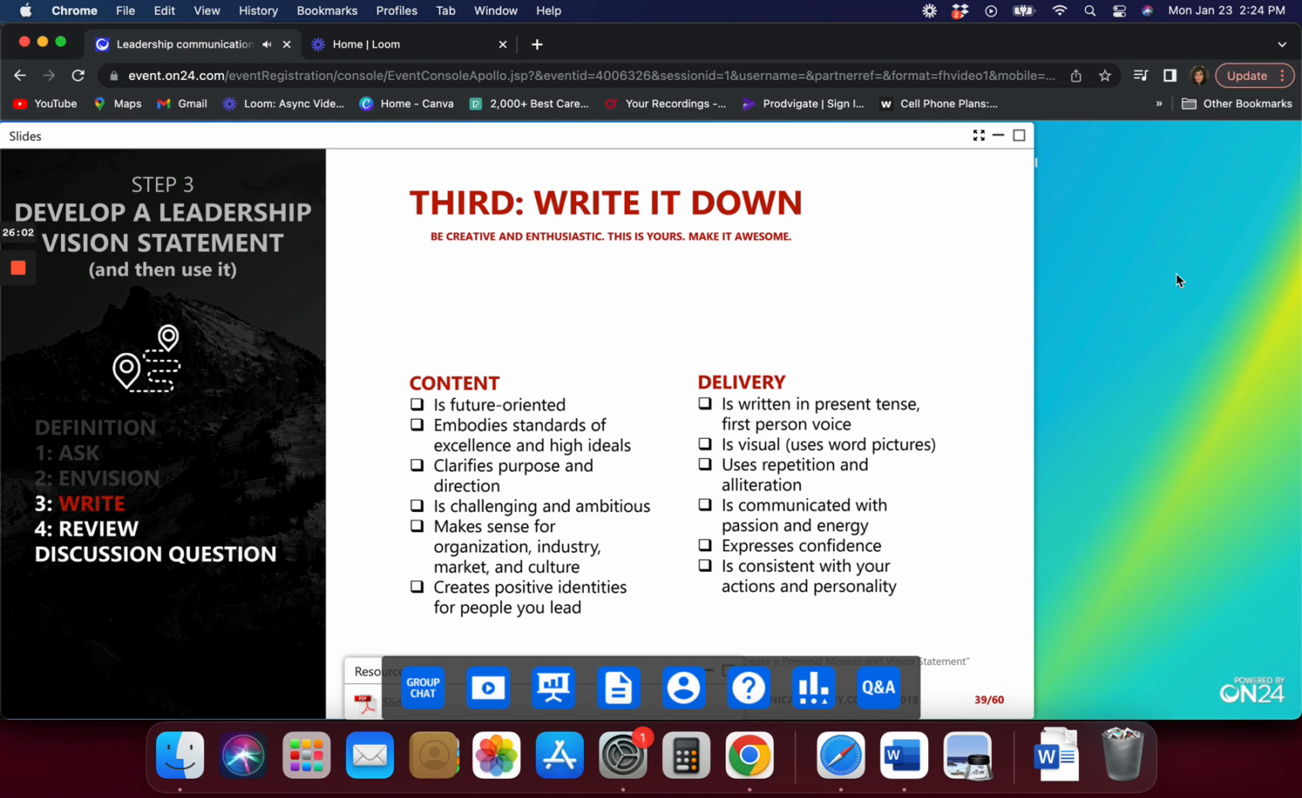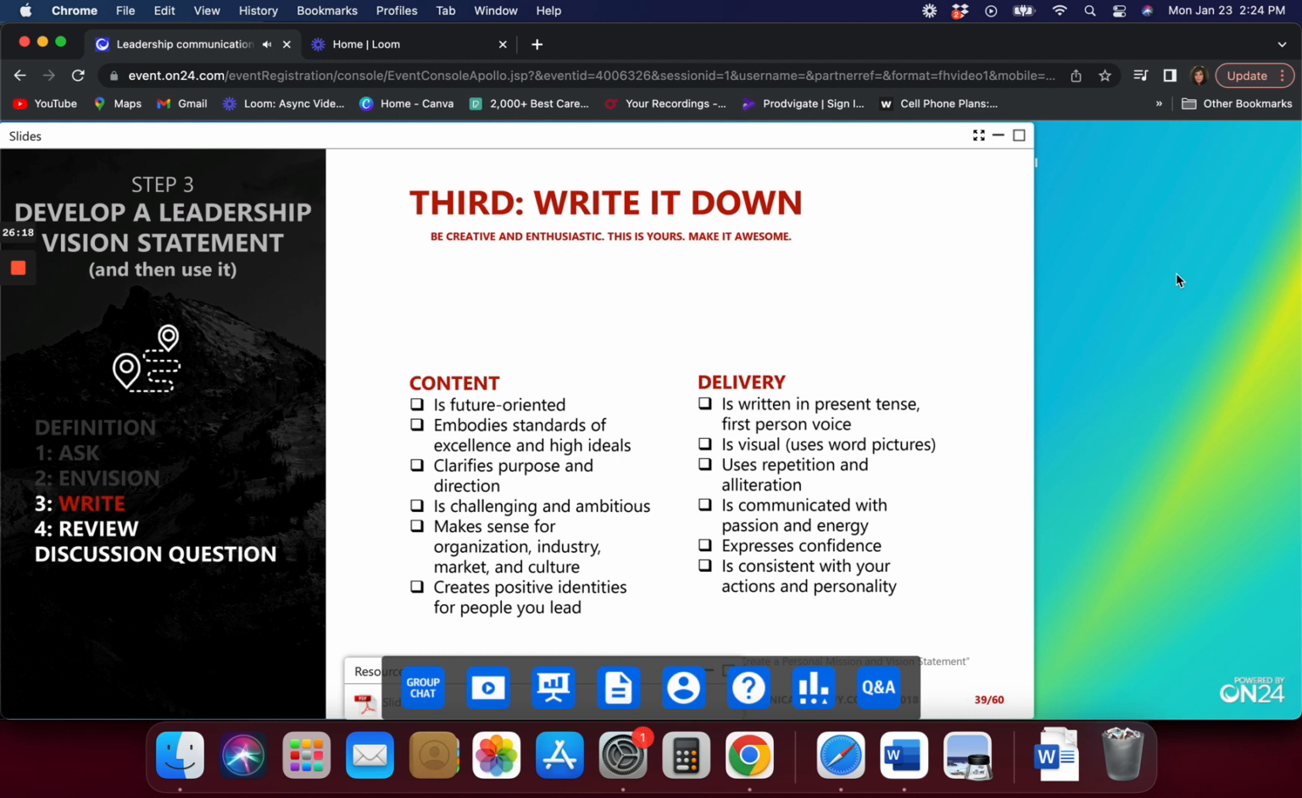Or maybe even repetition and alliteration. For example, you might say, I want to be the 4 C's of leadership. I want to be curious, compassionate, creative, and constructive, or whatever.